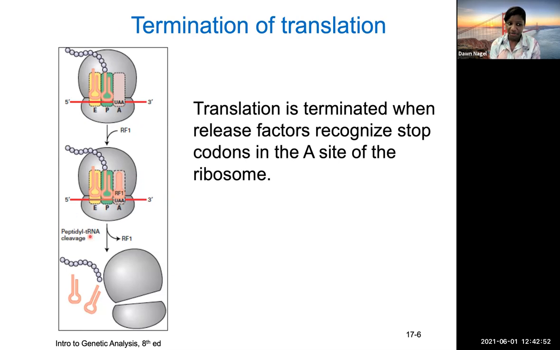A peptidyl tRNA cleavage will happen, and there are going to be a lot of enzymes that are part of this process that will literally cleave the polypeptide off of the tRNA that's in this P site and release that polypeptide that you have. Then you disassemble the ribosomes, tRNA gets recycled, the mRNA is now free, and you can terminate translation that way.